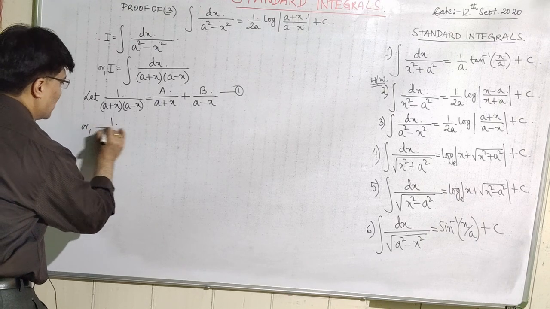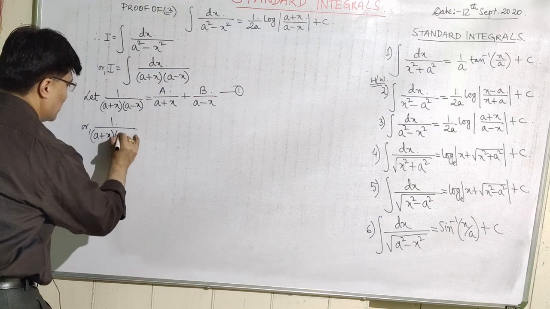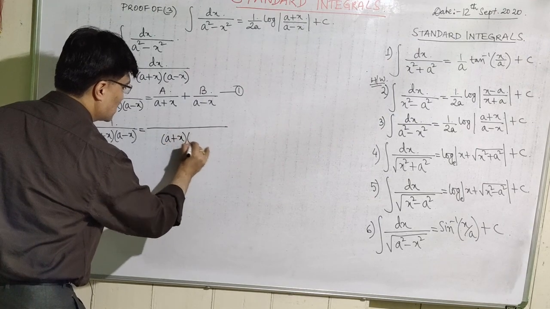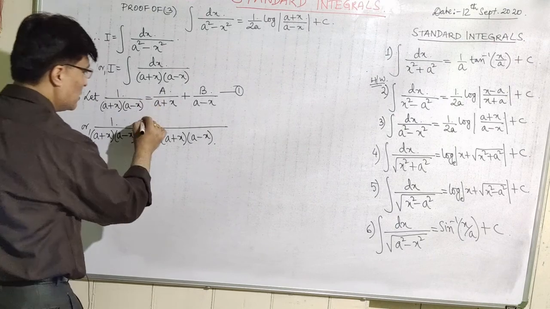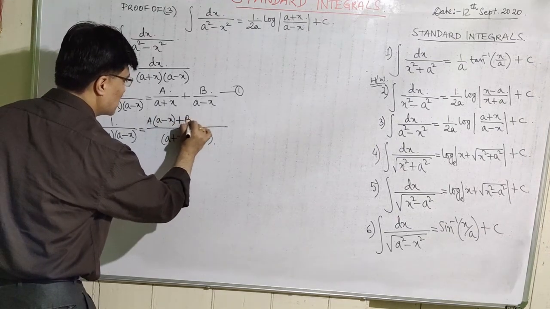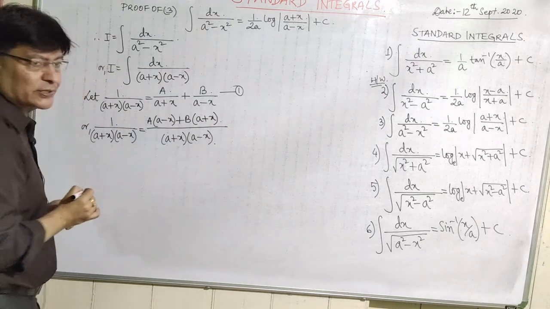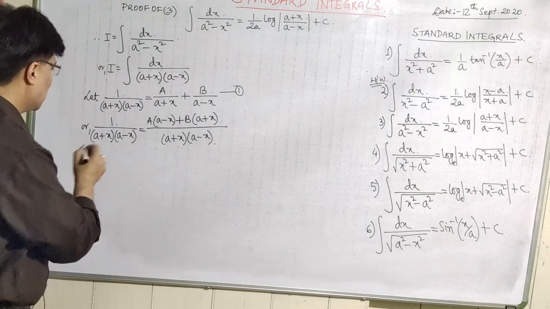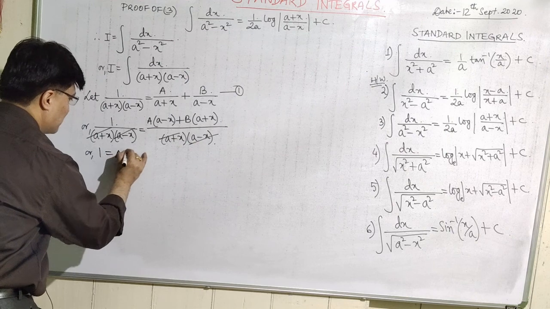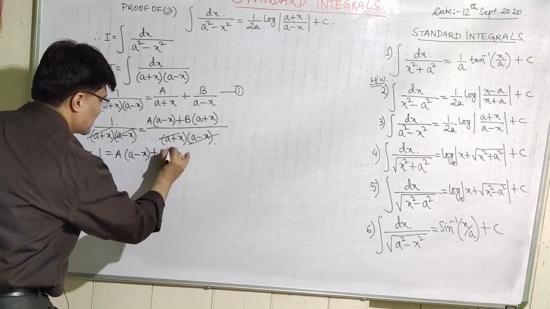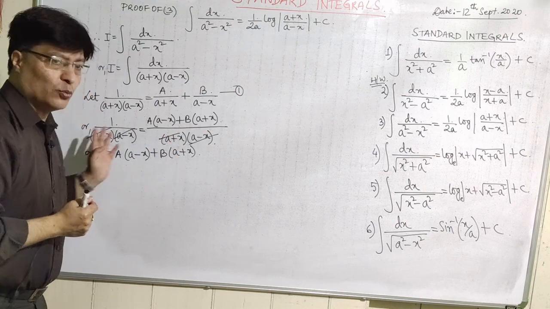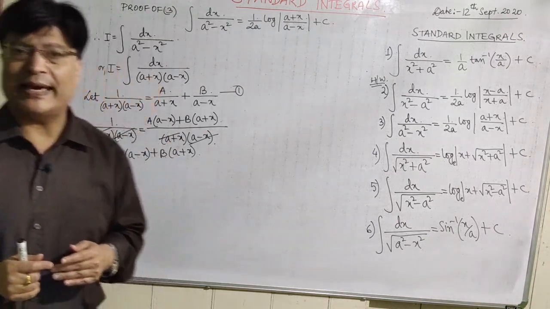So now it is 1 upon a plus x into a minus x is equal to, what's the LCM now in this case? It is a plus x into a minus x, right? So the numerator now becomes capital A into small a minus x, you know how to simplify it, plus capital B into small a plus small x. So I hope you have understood it. Here this LCM will be cancelled. So what are the remaining terms? 1 is equal to capital A into small a minus small x plus capital B into small a plus small x.